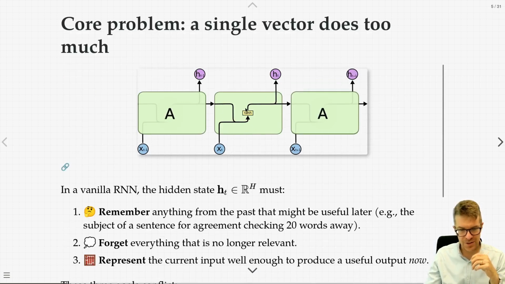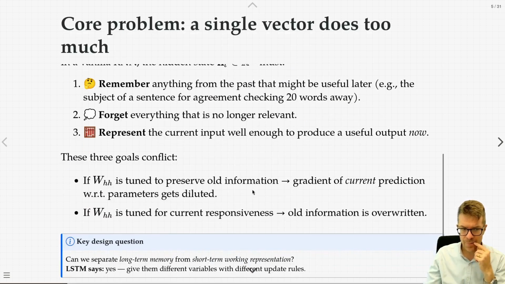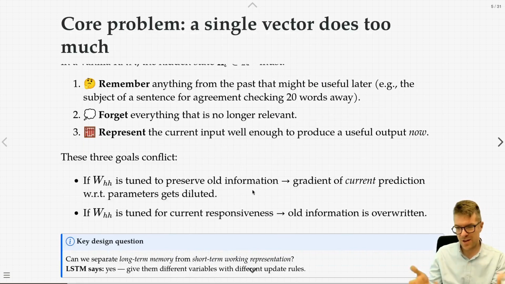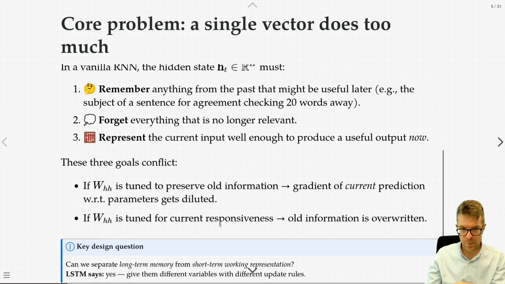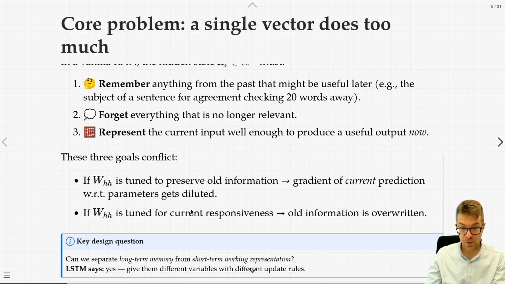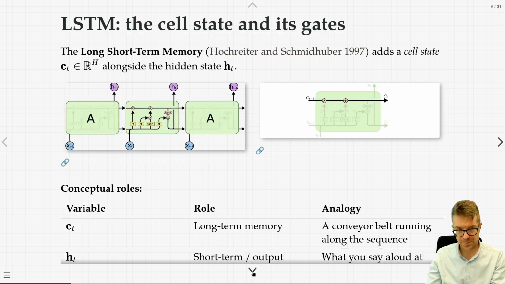If too much information comes from the past, that's a problem. If too much information comes from the present, that's a problem. You want to have balance, but you can't just have balance automatically. Often in practice, these two sub-goals are in conflict with one another. So the key question that leads us into today's module is, can we separate out long-term memory from short-term working representations? Can we balance these two sub-goals effectively? And surprise, surprise, the answer is going to be yes. If we just have separate variables that can have different update rules that allow us to balance these two sub-goals.